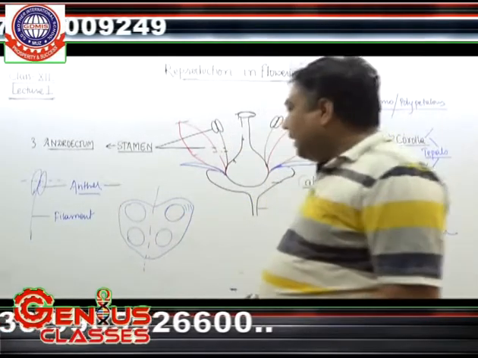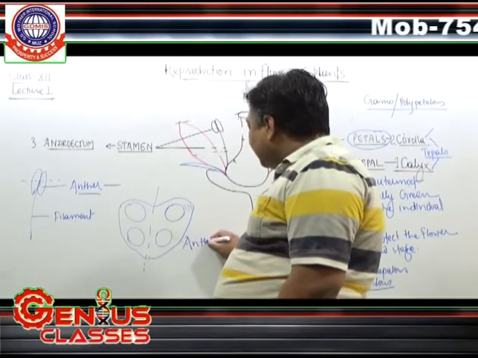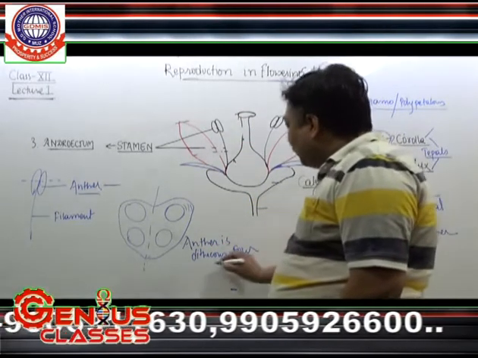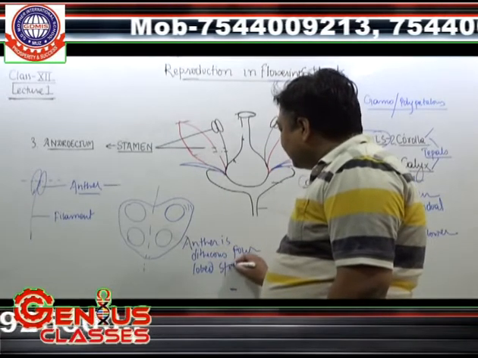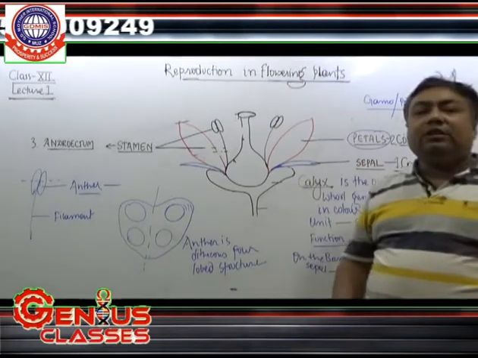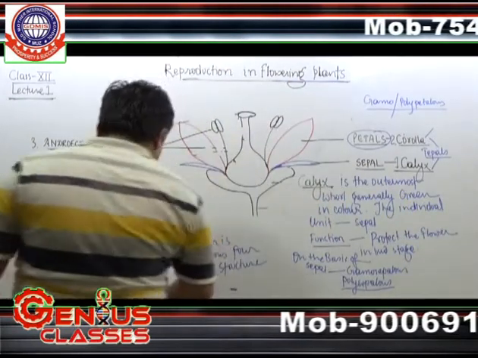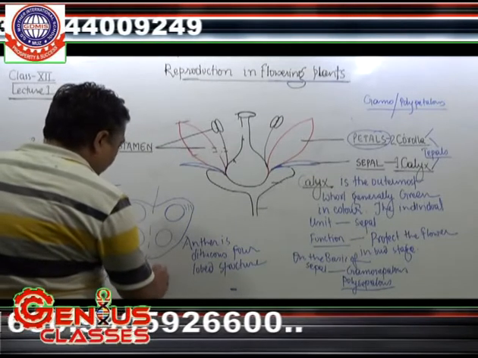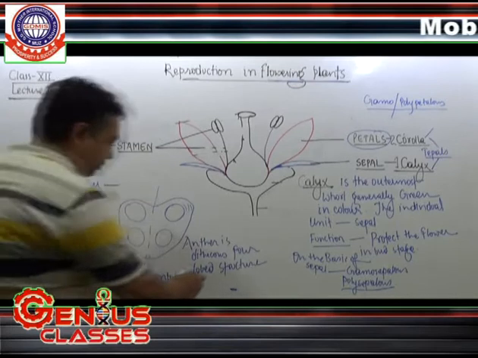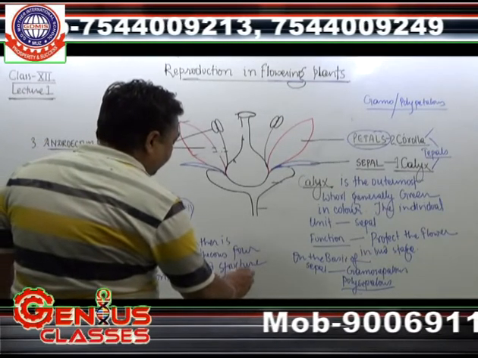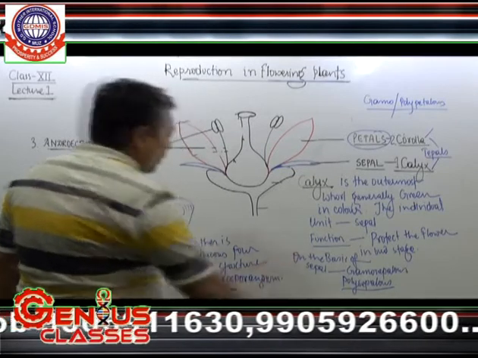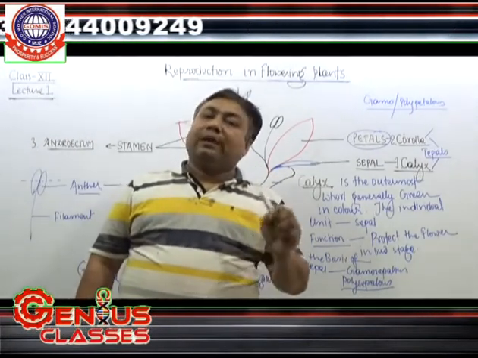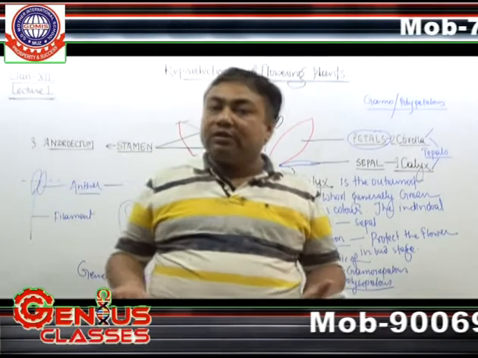So, anther is dithecous, 4-lobed structure, which generally contains 4 microsporangia. Microsporangium is made up of sporogenous tissue in which cells are called pollen mother cells or microspore mother cells, which go for meiotic division and produce pollen grains.